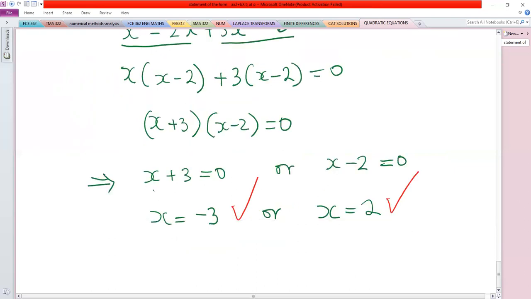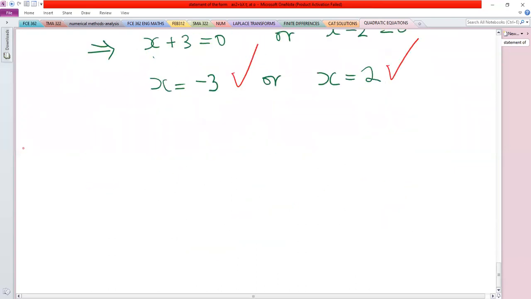Example number 2, we have x squared plus 2x minus 8 is equal to 0. Now you start by defining the product and sum.